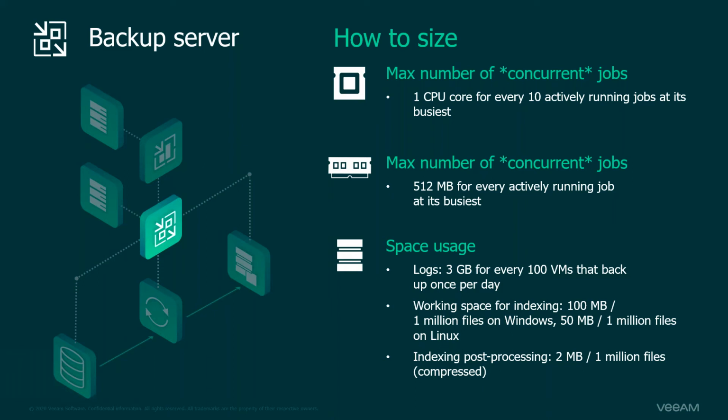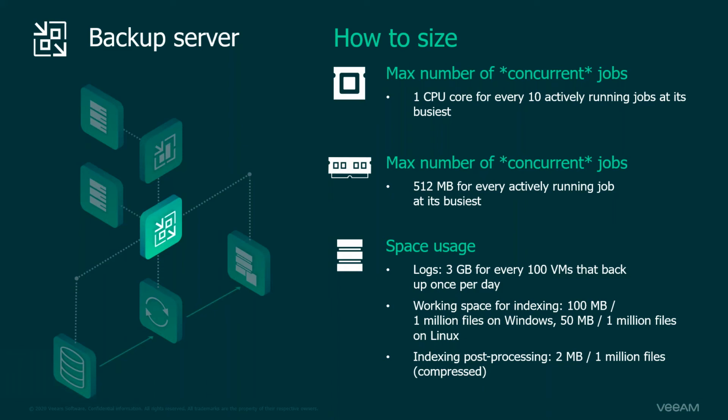And the same for RAM, right? 512 meg for every actively running job at its busiest time. So that's pretty straightforward. Space is going to be a little bit different for the VBR server. We're going to need logs, right, for every job that we have running. And we're going to say 3 gigabytes of disk space for every 100 virtual machines that back up once per day. So if you back up 200 virtual machines, that would be 6 gigabytes. Or if you back up 100 virtual machines 2 times a day, that would also be approximately 6 gigabytes of disk space needed.